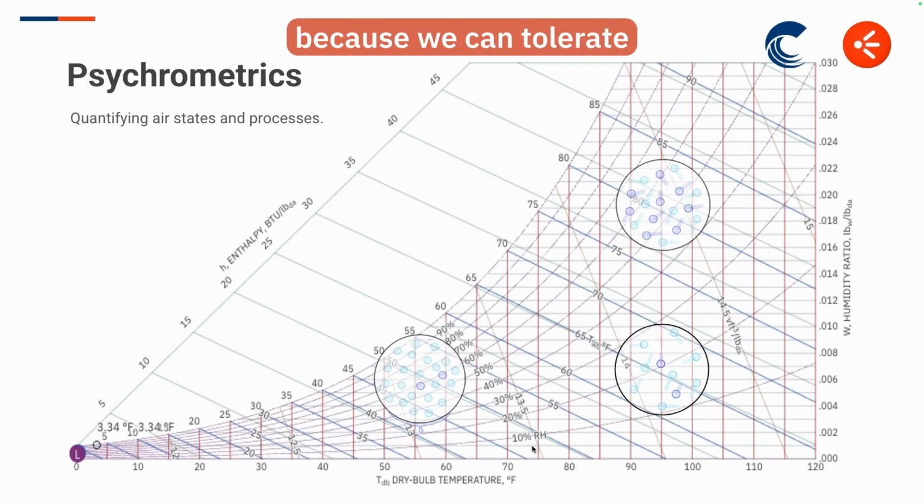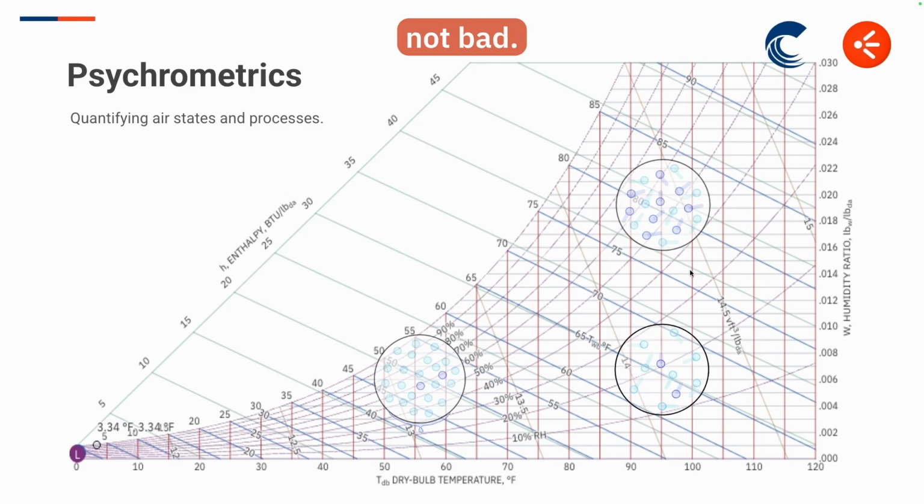This is relative because we can tolerate higher humidity ratios if it's warmer out. So it's 100 degrees, and let's say the humidity ratio is at about 0.014 right here at 100 degrees. The relative humidity is about 35%, right? 35% relative humidity is not bad. It's actually going towards the dry side.